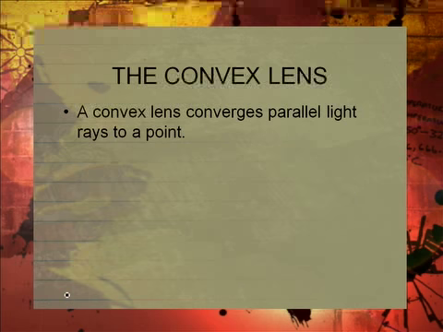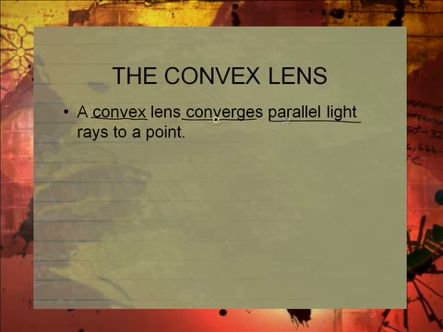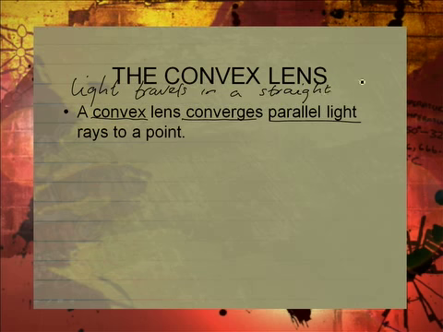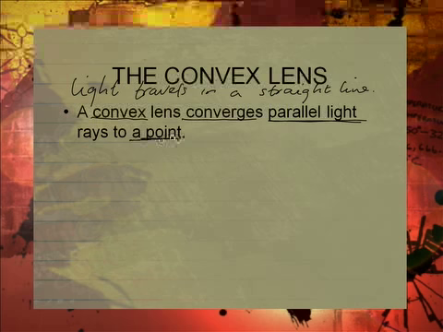Coming deeper into the convex lens, this is a lens that converges light rays into a point. We know that light travels in a straight line, and because it travels in a straight line, light rays are parallel to each other. Those parallel light rays are converged at a point when we're talking convex lenses.